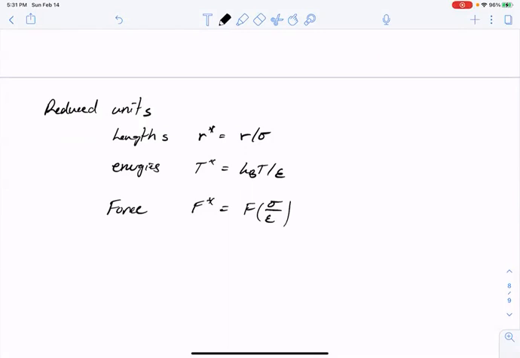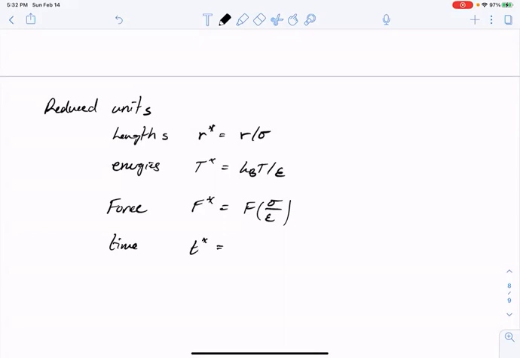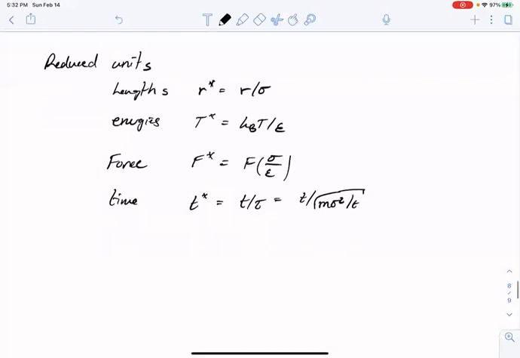Time is a little less straightforward, but given an energy, a length, and a mass of a particle, I could write down the Verlet integrator, and this is, I think, done in the notes. What would come out in non-dimensionalizing is a time unit defined as tau, that is the square root of m sigma squared over epsilon, and correspondingly a velocity is easily defined as a reduced unit system with that tau and the corresponding length, sigma, from which one can write down a dimensionless Verlet algorithm.